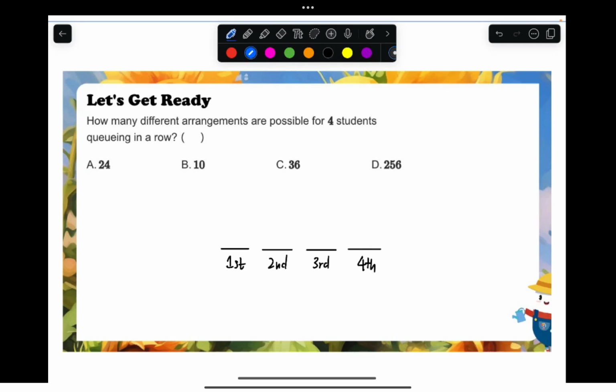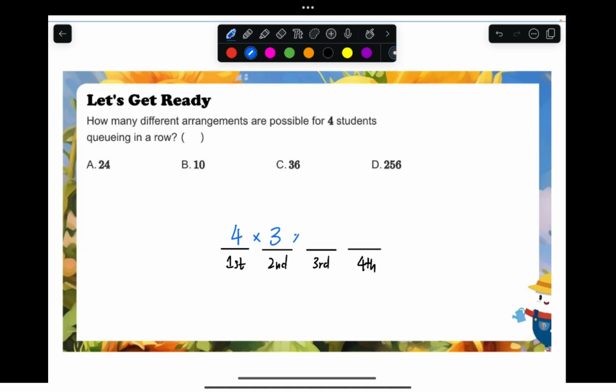It can be any one of those 4 students. So you have 4 choices. And then no matter which one you pick, the second place will only have 3 choices left because one student is already in the first place. So there are 3 students left for you to pick in the second place. So we do 4 times 3, because once again, there are steps, right? You pick the first place and then the second place and then the third place and then the fourth place.